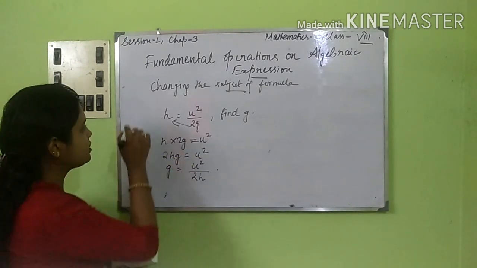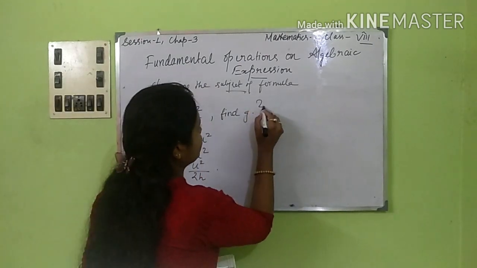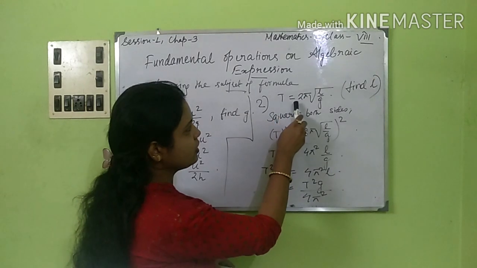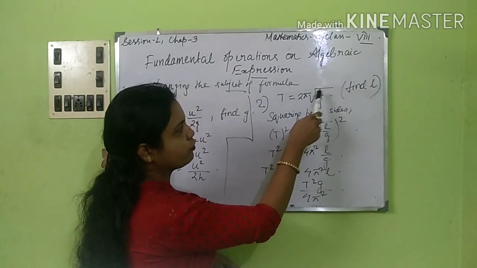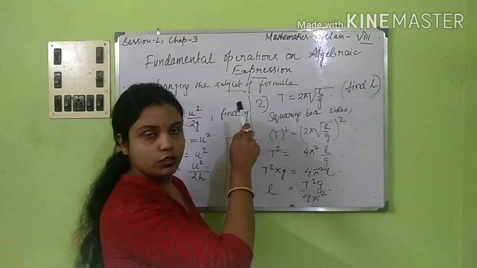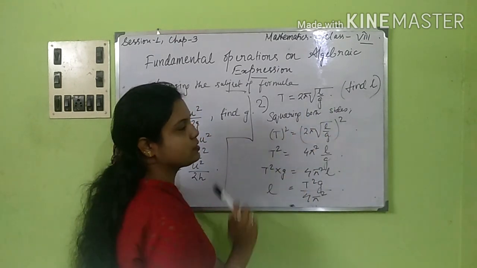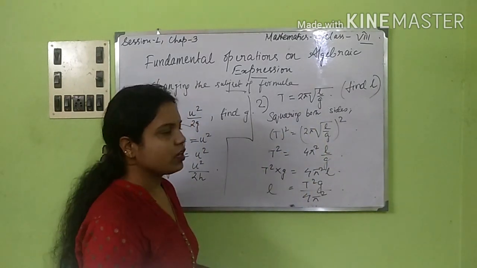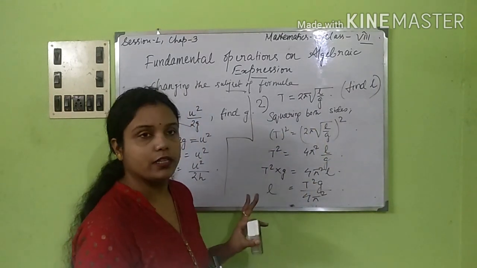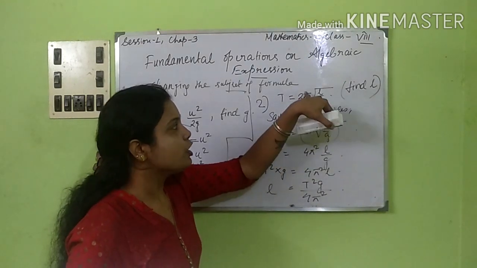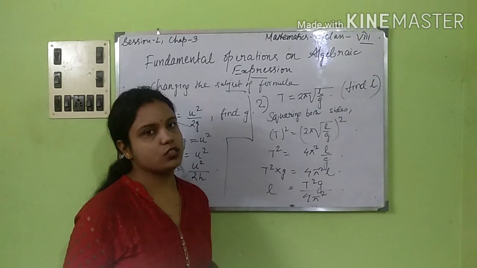I'll show some more. This is one of them. Second example was T equal to 2 pi root over L by G. Find L. This is G, okay, not J. Squaring both sides. Since there is a root, we have to square both the sides. If there was no root, no need of doing that. But whenever a root is present, you have to square both the sides just to remove the square root.